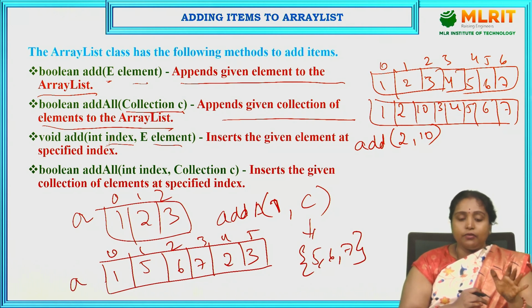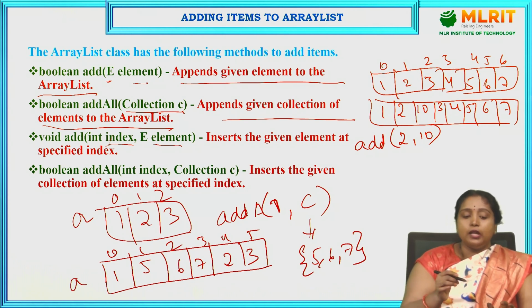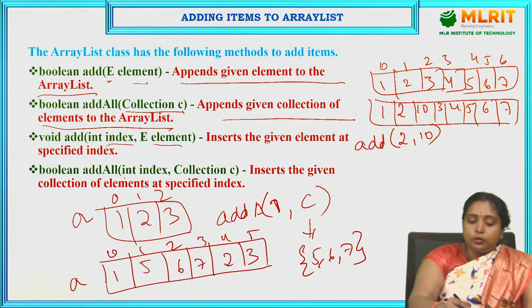In the same way, if I want to add a collection of elements, multiple elements, at a particular index value, you have to use the addAll method, which has 2 parameters: one is the index and one is the collection.